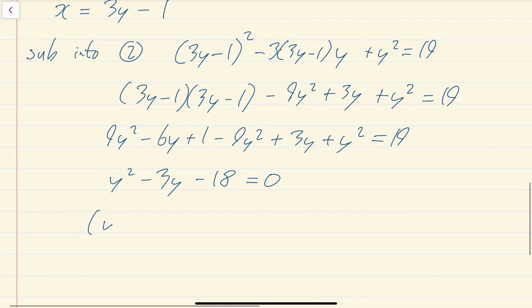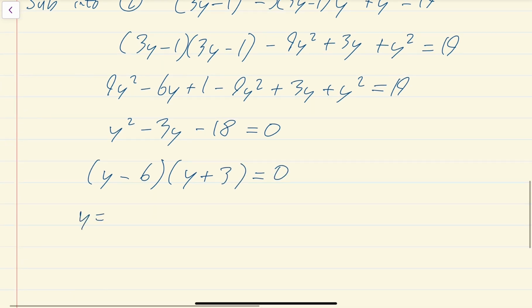So that again factorizes nicely. This has been a bit of luck here. So that's y minus 6 upon y plus 3 would be how that would factorize, which means y is equal to 6 or y is equal to minus 3.